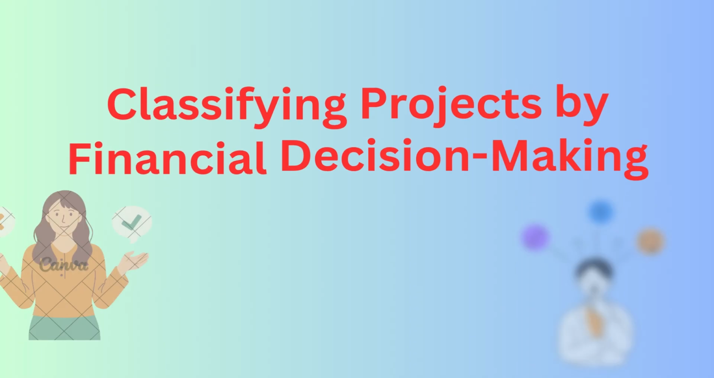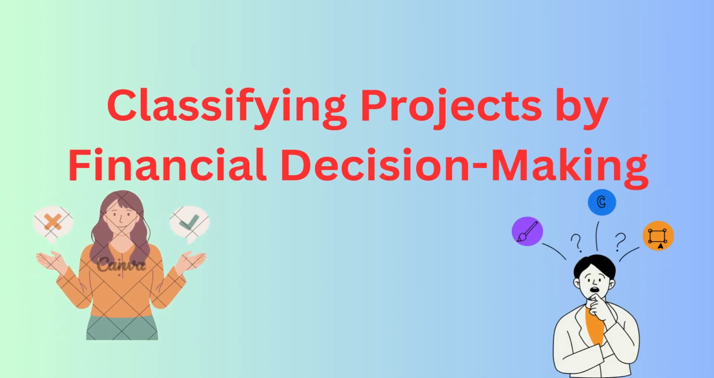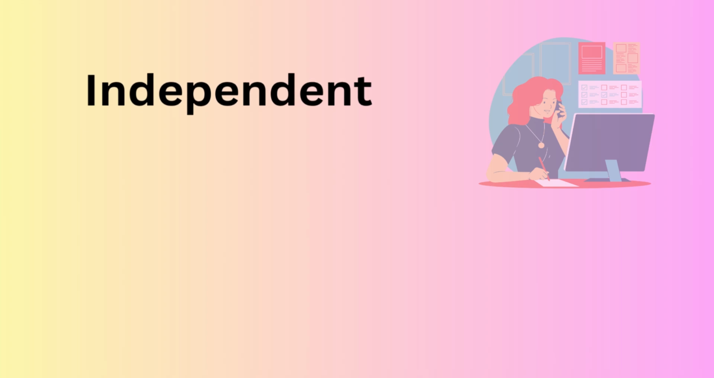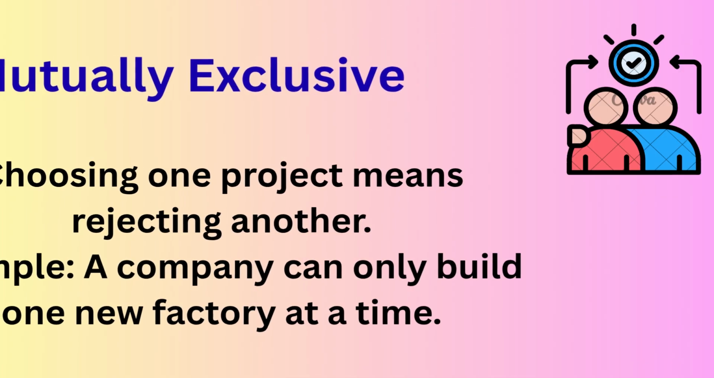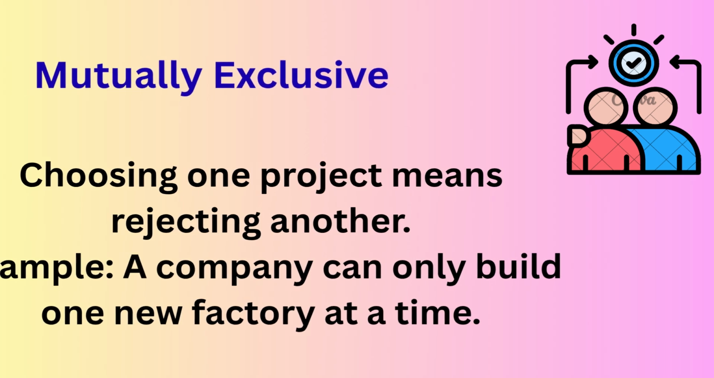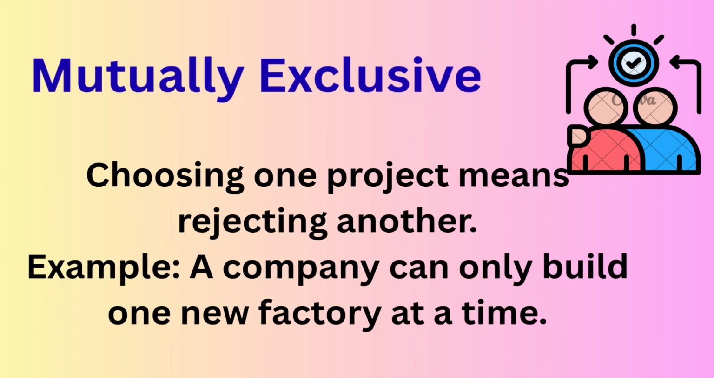Financial decision making also provides a valuable classification. Independent projects are those where the decisions are accepted or rejected on their own. One project does not impact the decision for another. For example, a company can choose to fund a marketing campaign and a new internal tool development without one affecting the other. Mutually exclusive projects, on the other hand, are alternatives. You can only choose one.